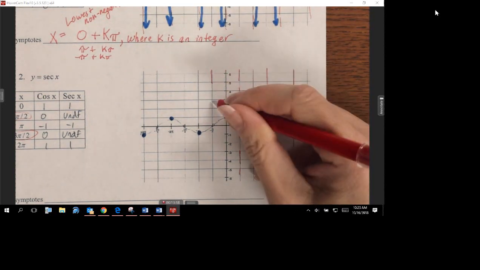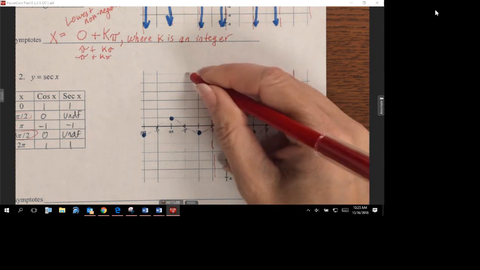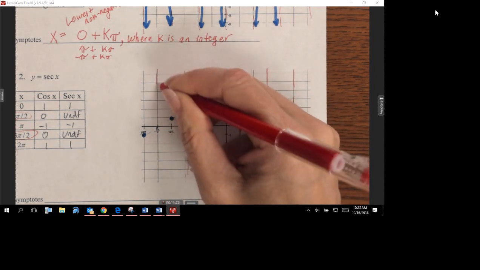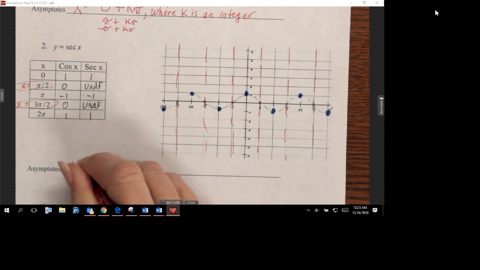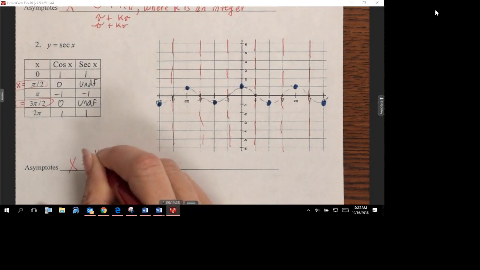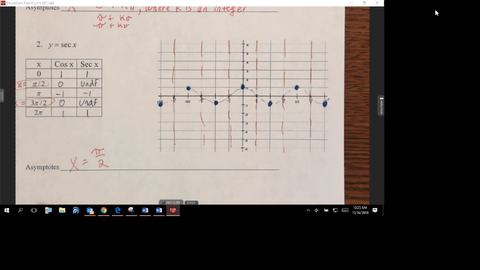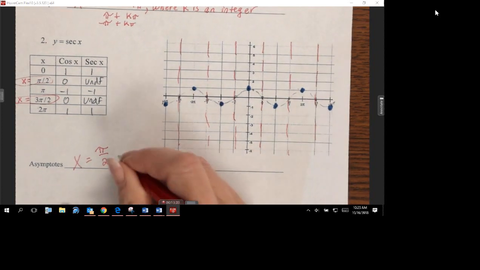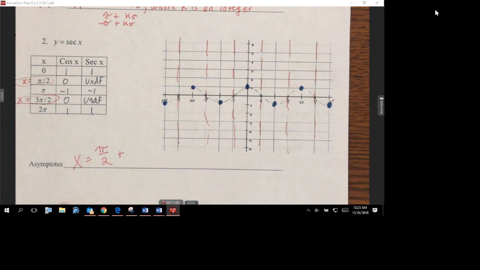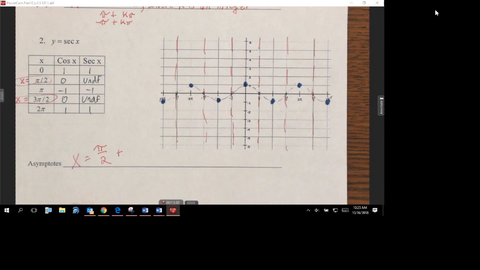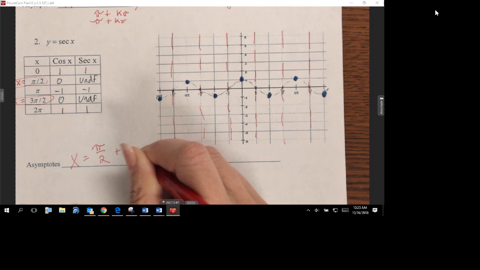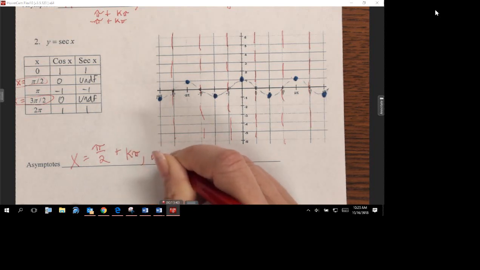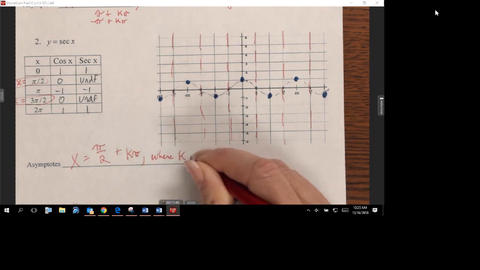Okay, as you're graphing your asymptotes, you should be thinking, how far apart are they? They are pi apart. So our asymptotes start at, we'll pick pi over 2. That's our starting point. And then we're going to add on, not just pi, but how many pi's? K pi, any value of pi as long as k is an integer.